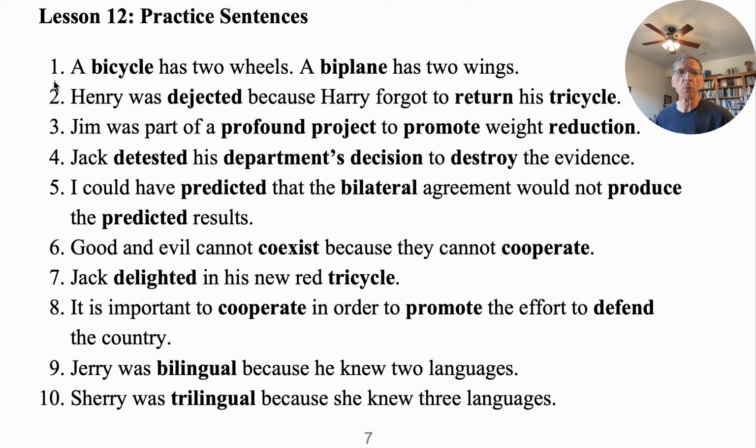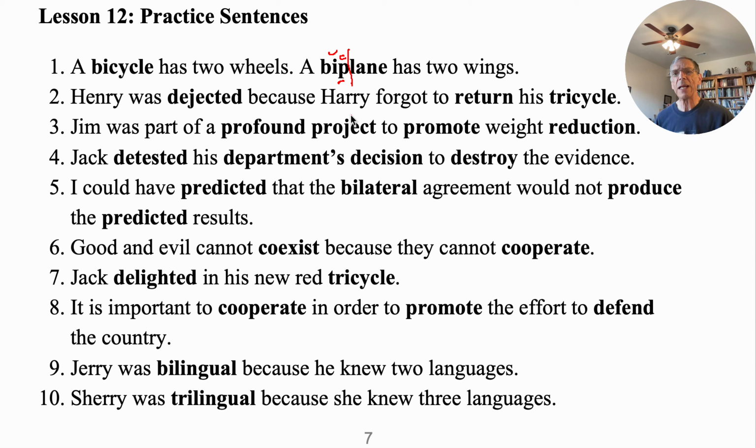So, number one, a bicycle has two wheels. A biplane has two wings. And there's something kind of funny here. When I was a little boy, I saw the word biplane, and I distinctly remember thinking it was bip lane, because I was dividing between the P and the L. So this consonant right here, I'll put a C above it, would close that syllable and make that I short.